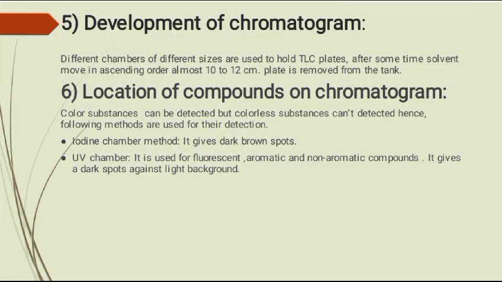Sixth step is location of compounds on the chromatogram. Colored substances can be easily detected, but colorless substances cannot be easily detected. Hence, different methods are used for their detection, such as the iodine chamber method, which gives dark brown colored spots, and the UV chamber, which is used for fluorescent, aromatic, and non-aromatic compounds. It gives dark spots against a light background.